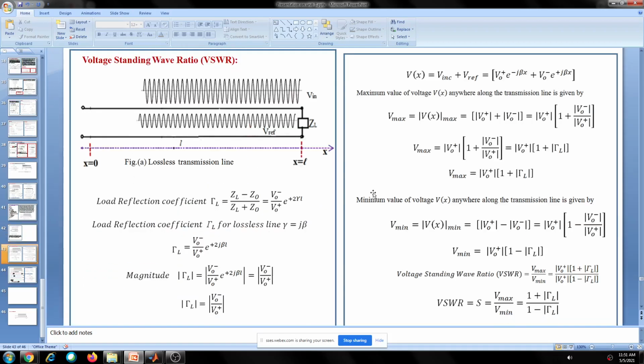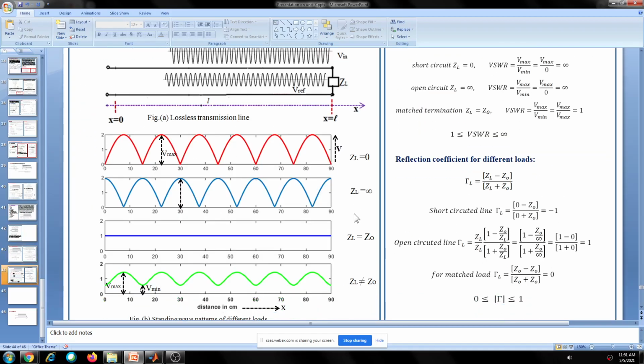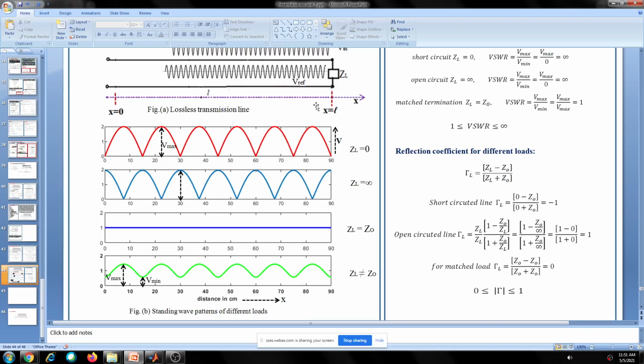Yes, ma'am. Okay, so here I have plotted the standing wave pattern for different loads. For ZL equal to 0, the standing wave looks like this, because the short circuit gives 0 voltage here. The voltage increases, reaches a maximum, and decreases to a minima value equal to 0, coinciding with the 0 here. If the load is a short circuit, the minima is at the load point and the maximum is at lambda by 4 distance from the load, and this repeats.